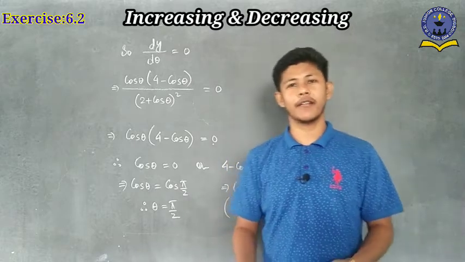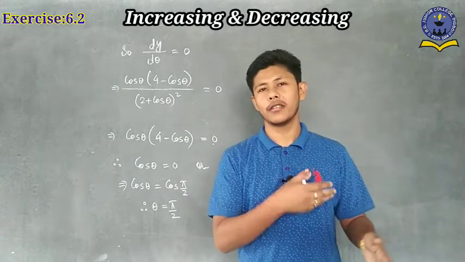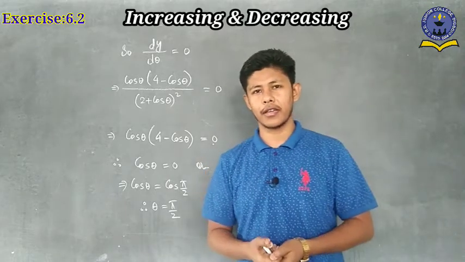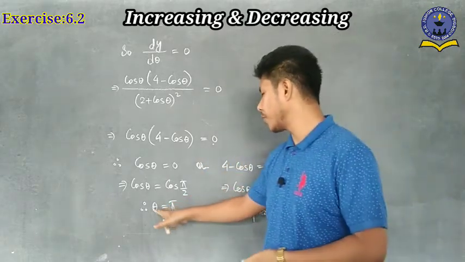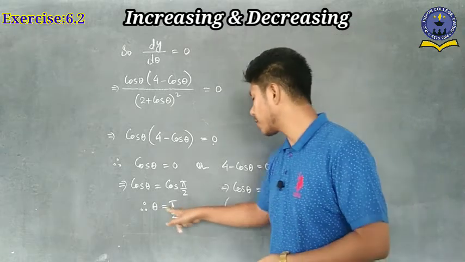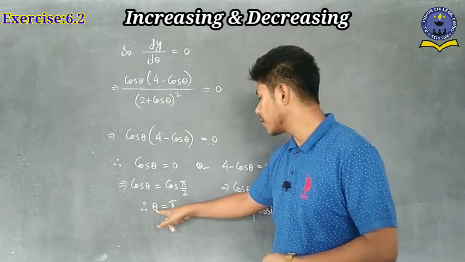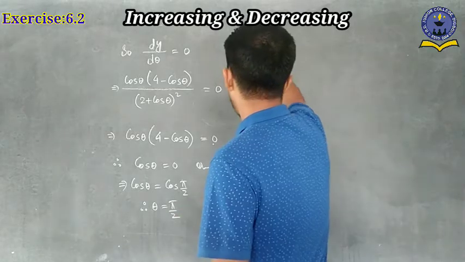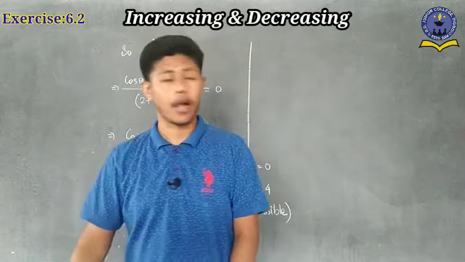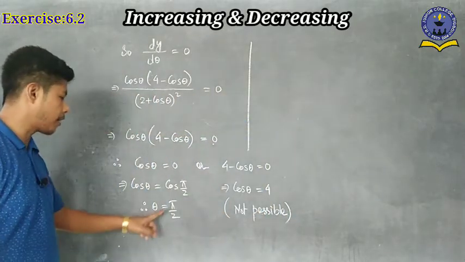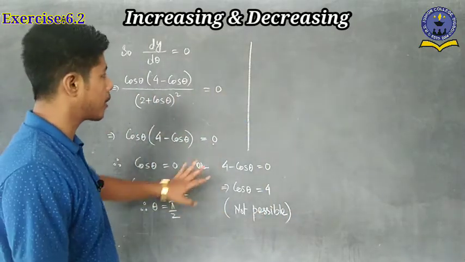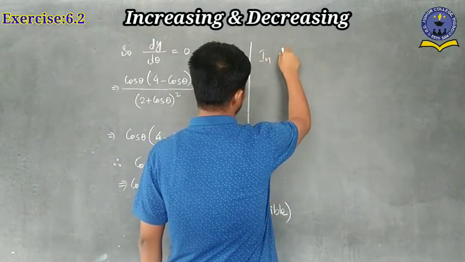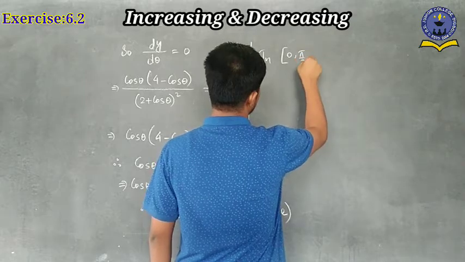Now after finding the value of theta, next we have to check the interval. The interval is given from 0 to pi by 2, and in 0 to pi by 2 we need to prove it is increasing. So in between these two we have to put this point, 0 to pi by 2, and ultimately theta equals pi by 2.